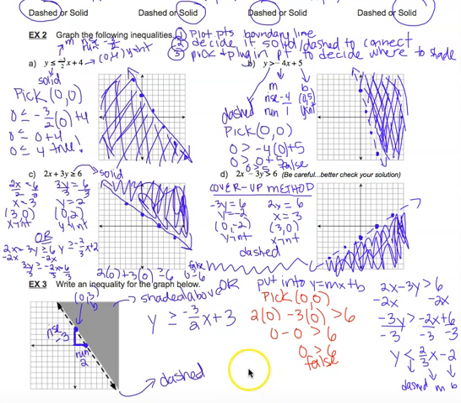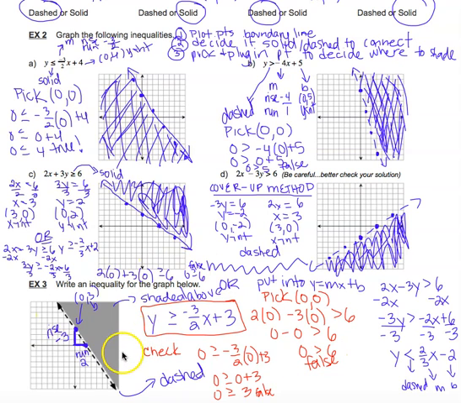Remember that you can check your answer here by plugging in your point. If I plug in (0, 0), I would get 0 greater than or equal to -3/2 times 0 plus 3, which would be 0 greater than or equal to 0 plus 3. 0 is not greater than or equal to 3, which means (0, 0) should not be shaded if this is correct, and it's not. The other part is shaded, so I feel very confident in my answer here.